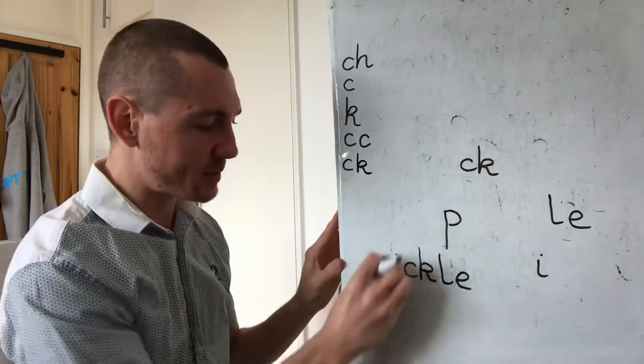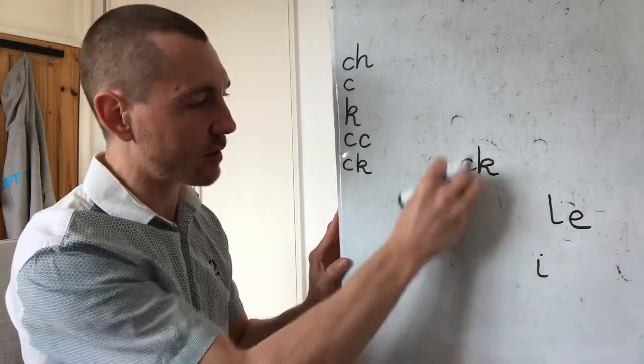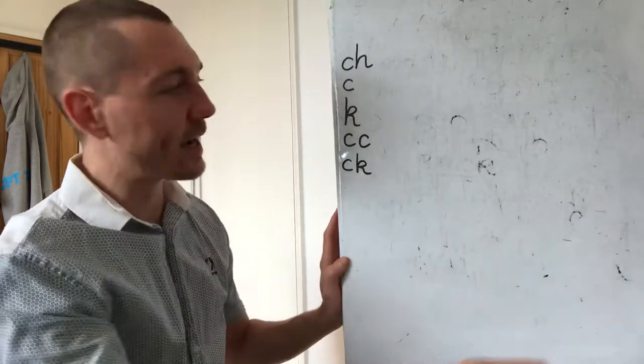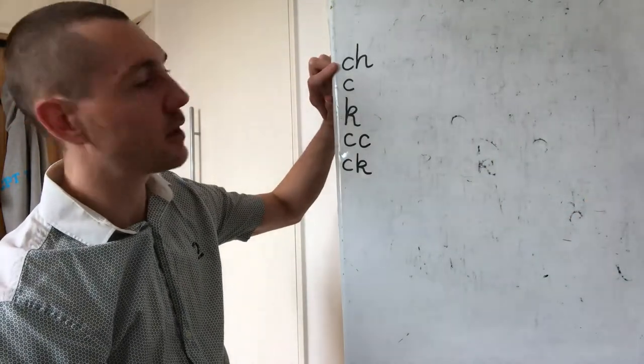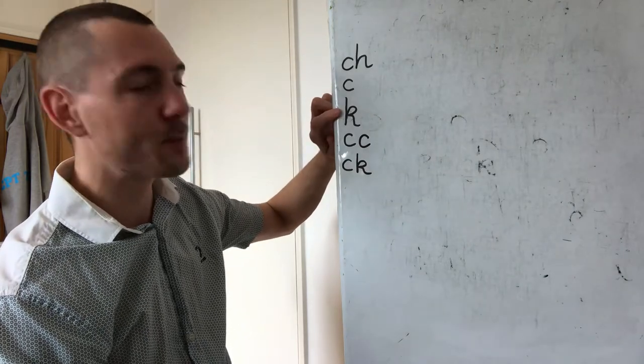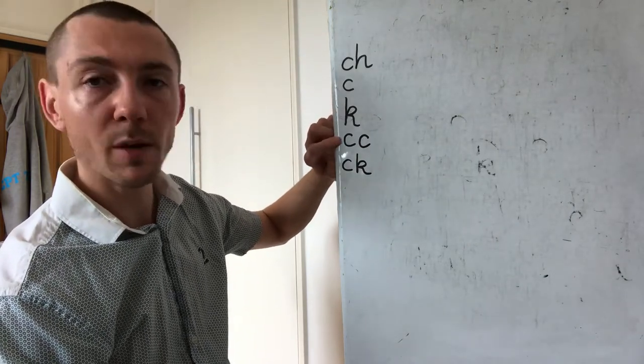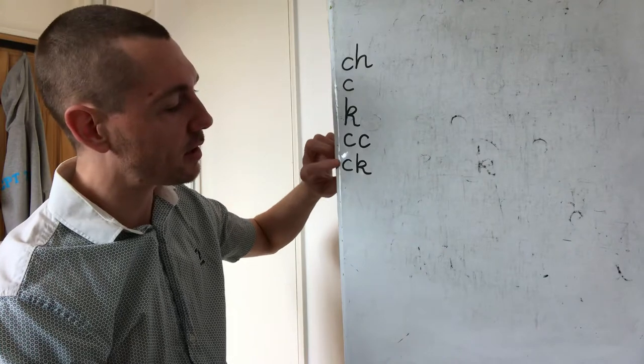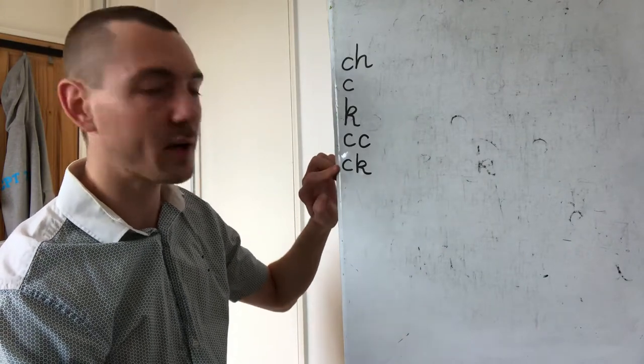So let's see, how many spellings of the k sound have we got so far? We've got the ch spelling of k. We've got the c on its own spelling of k. K on its own spelling of k. The double c spelling of k. And the ck spelling of k.